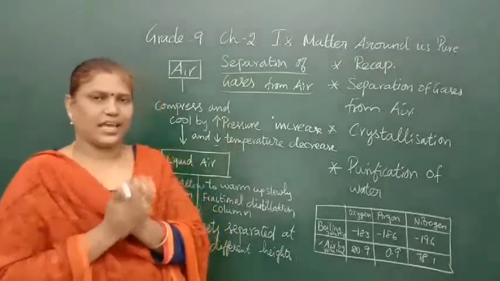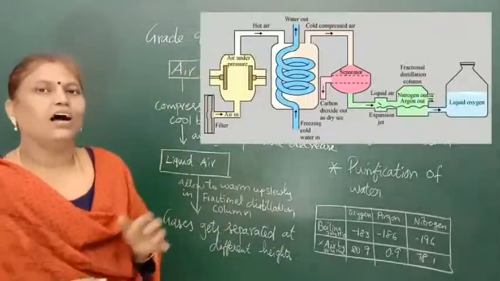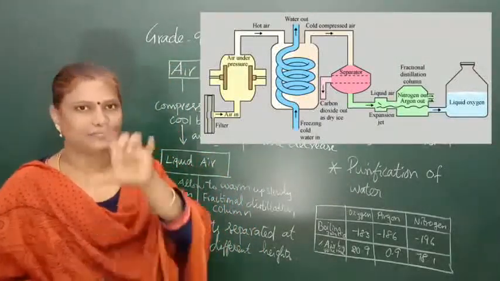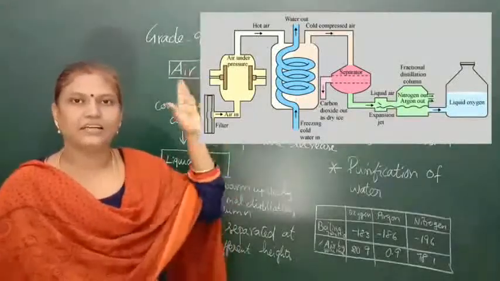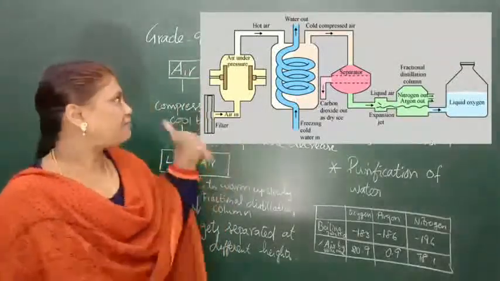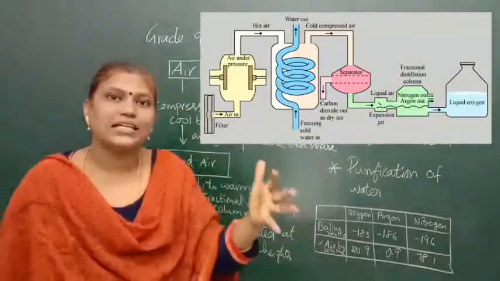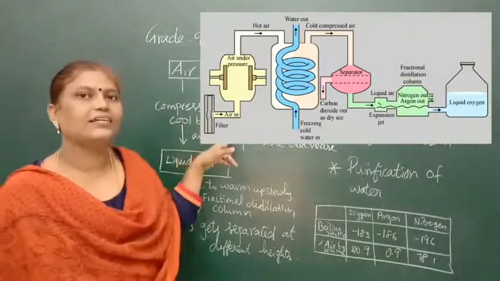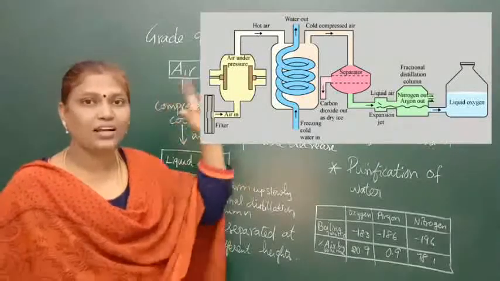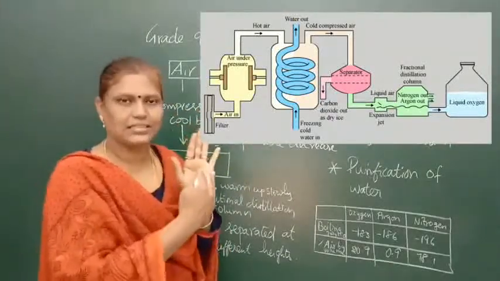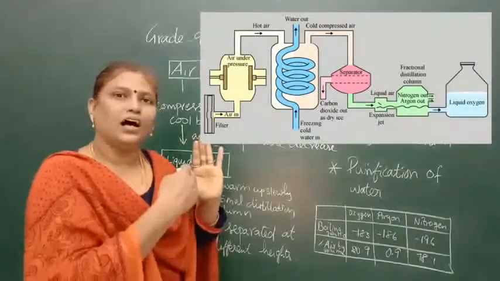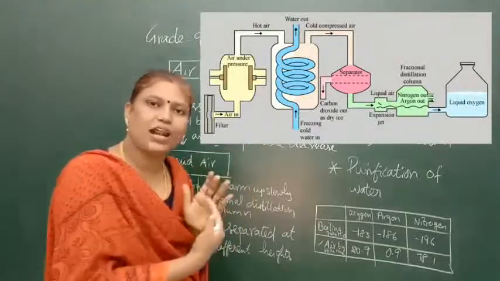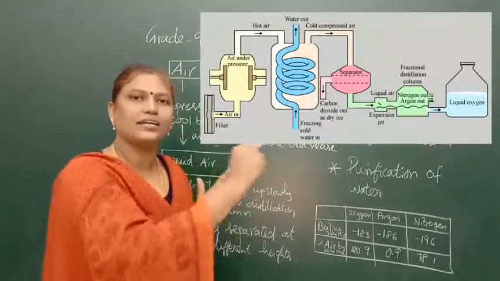First, as given in the diagram, you can see that the air should be filtered. The air will be filtered by a filter that removes the dust particles. After that, the air will be free from dust particles. After that, we give high pressure and reduce the temperature. So when the air is filtered, after that it is given high pressure. After that, it is warmed, so the hot air will be passing.